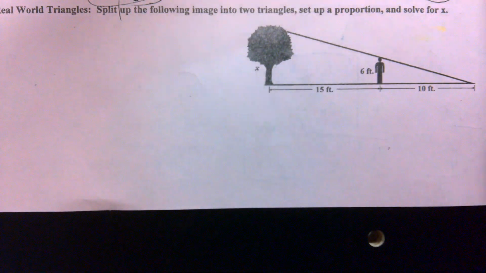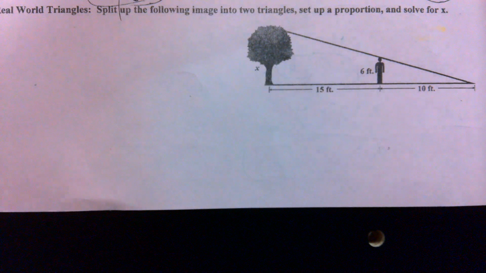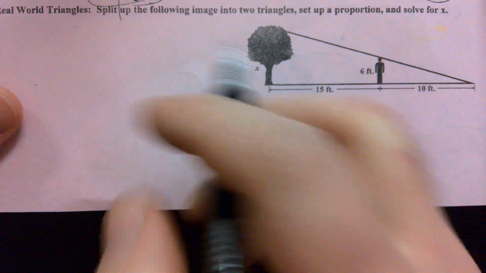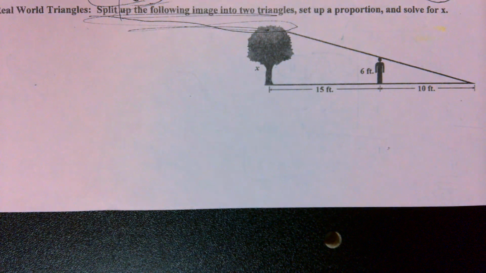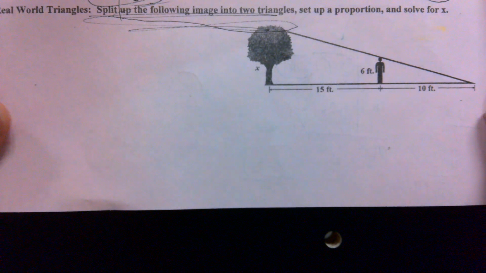So, we are going to see something like this on the test tomorrow. I wouldn't put it on here if it wasn't important. What does the first direction tell us to do with this? Split up the image into two triangles. I promise you, if you are already feeling iffy on this similar triangle stuff, it's only going to make it worse if you don't split your triangles up.